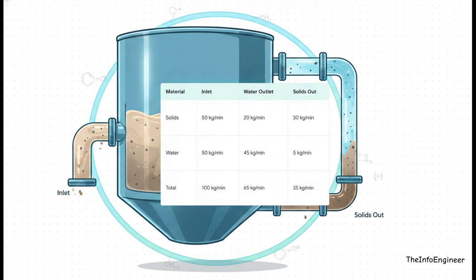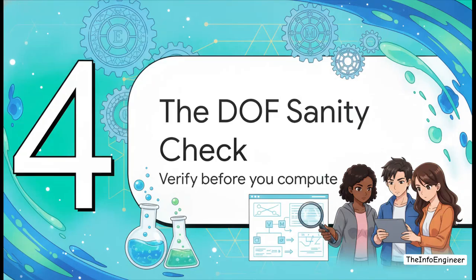That leaves 30 kilograms to exit via the extracted solid stream. By measuring just one combined output flow, let's say it's 65 kilograms per minute for the water outlet, basic subtraction tells us the remaining 45 kilograms is water, meaning 5 kilograms of water exited with the bottom solids. By just setting up a simple table with a 100-unit basis, we've completely uncovered exactly how the mass is distributed across the entire boundary. Which brings us to Section 4, the DOF sanity check.